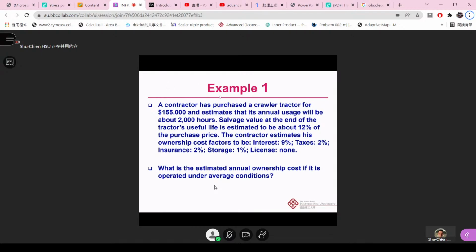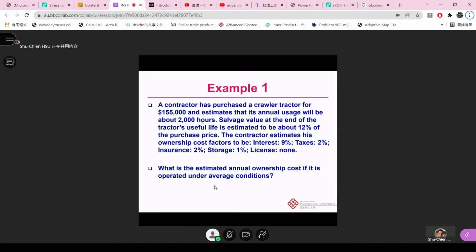12,000 hours. We can use these 12,000 hours divided by these 2,000 hours. So we can estimate that, okay, this crawler tractor actually can be used around 6 years. Makes sense, right? So this is how we define the end.